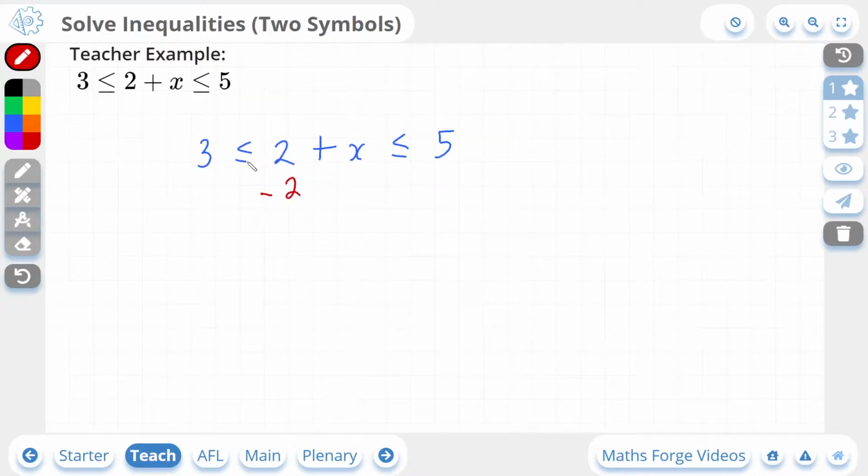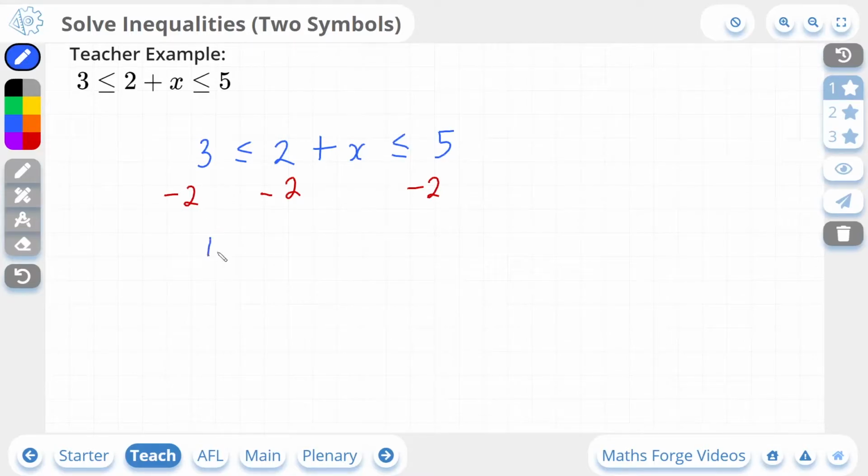Now, with inequalities that have two symbols, if you subtract 2 from one part of this inequality, you have to subtract it from all parts. So I'm going to subtract 2 from the central region, I'm going to subtract 2 from the left region, and I'm going to subtract 2 from the right region. This is now going to leave us with the following.